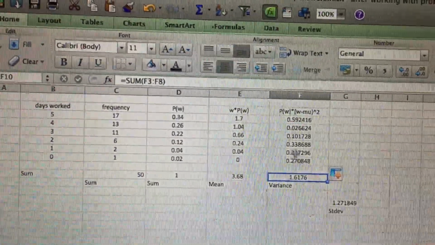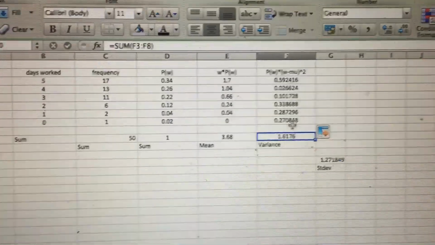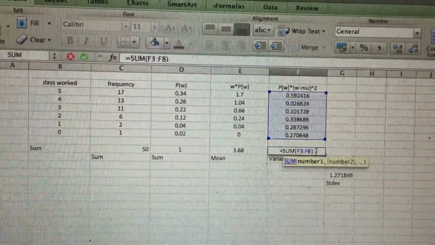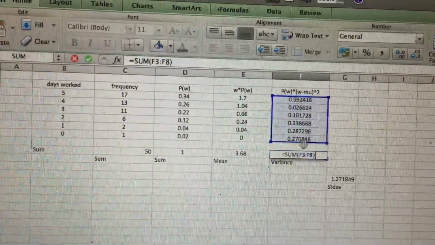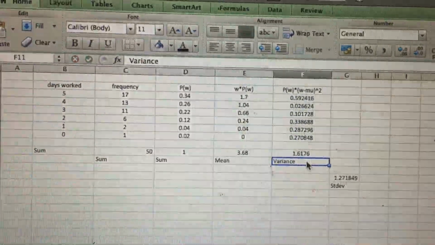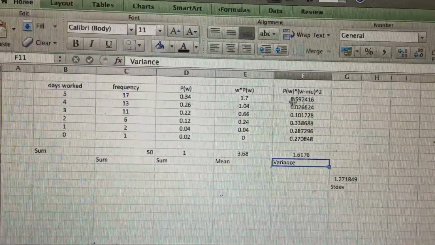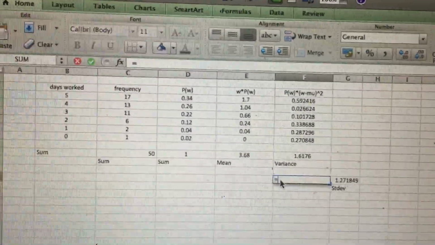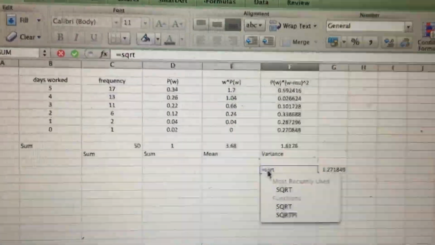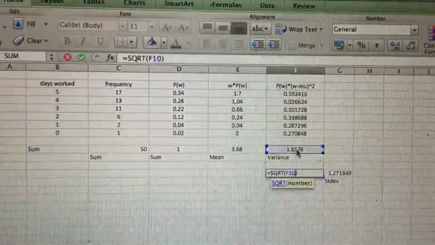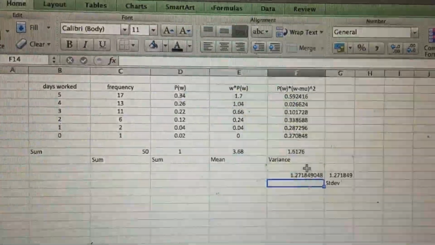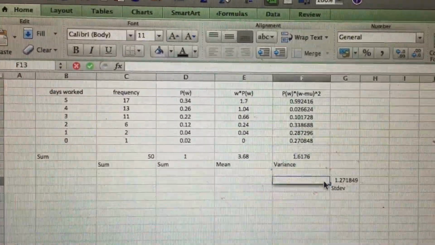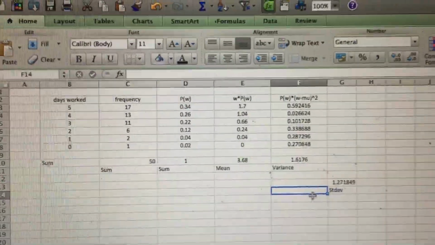I already have my numbers in there; I'm just showing you how. When I add all of this up, the sum of all of this is my variance. To get my standard deviation, all I'm going to do is type in the square root of this number here, and I've got the standard deviation. I think that was all that was necessary. Let me know if you need anything else.